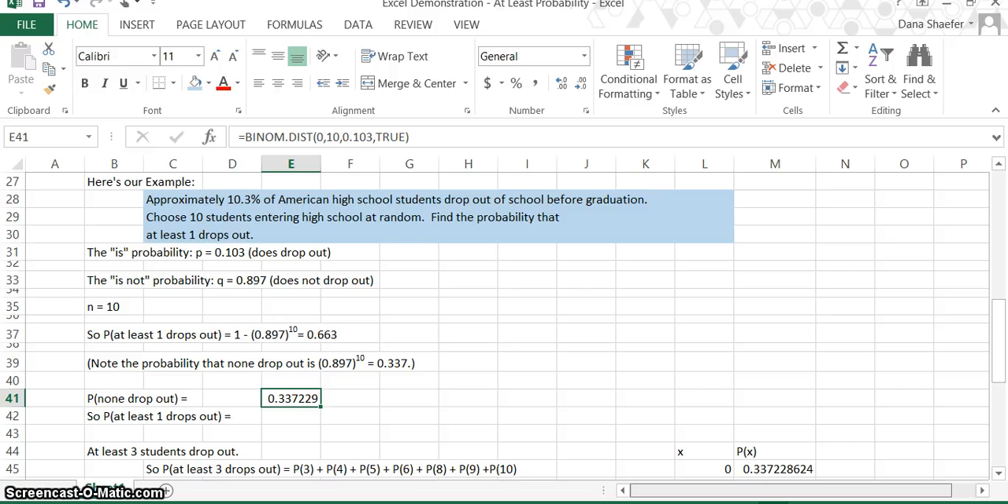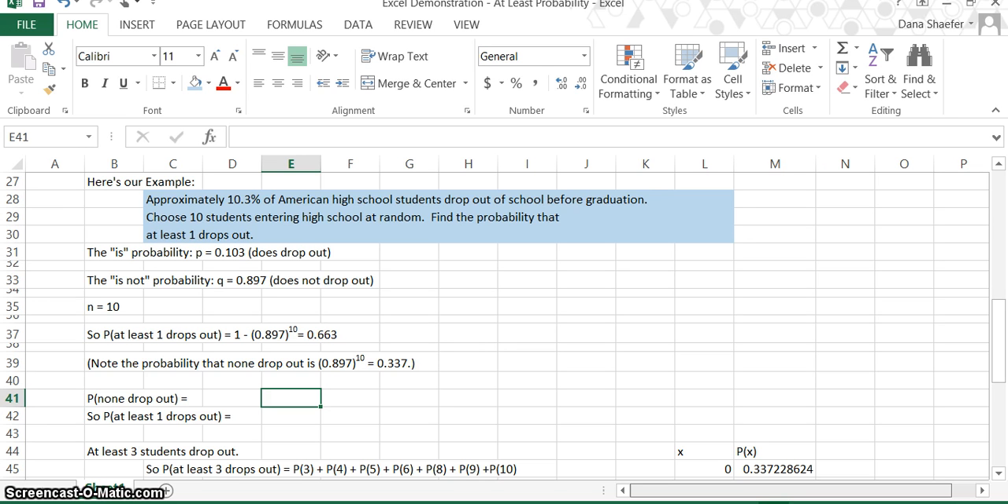N is the total number of students, so those are my 10 students that I randomly selected that entered high school. So the probability that at least 1 drops out is 1 minus the probability of not, the 0.897 raised to the 10th power, which is 0.663. Note, I put in parentheses that the probability that none drop out is 0.897 raised to the 10th power, or 0.337. So remember, our rounding rules when we're working with probabilities is we're rounding to 3.